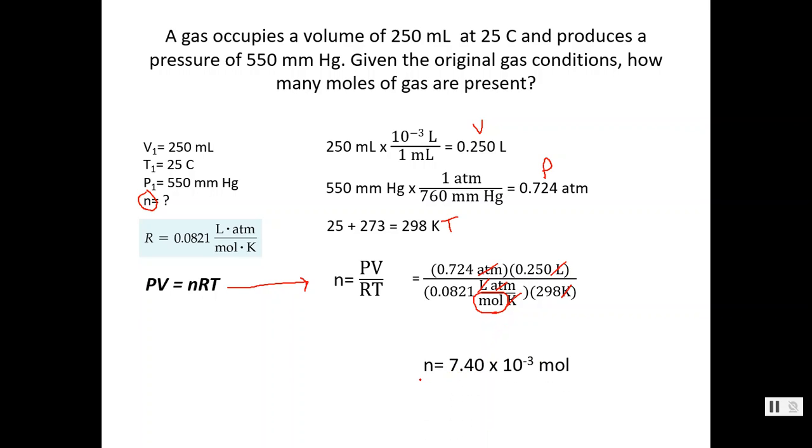Okay. So that's an example problem of using the ideal gas law. In the next video, we're going to talk about how to use PV equals nRT to calculate certain physical properties of gases, mainly molar mass and density.